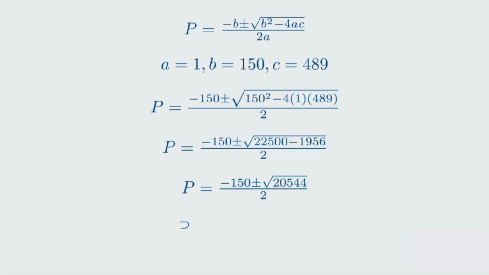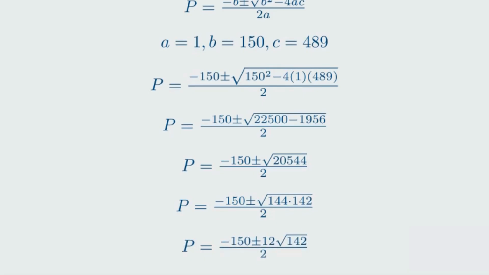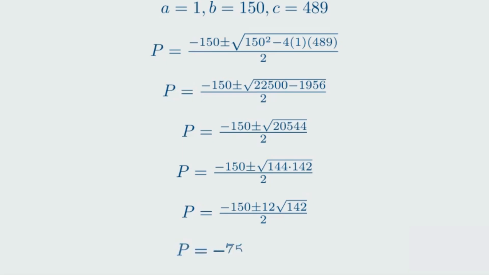20,544. To simplify this, we can factor out a perfect square. It turns out that 20,544 is 144 times 142. The square root of 144 is 12. So, our solutions for p are negative 150, plus or minus 12 times the square root of 142, all over 2. We can divide each term in the numerator by 2. This leaves us with p equals negative 75, plus or minus 6 times the square root of 142. We now have 2 possible values for p. We have successfully found the solutions for the transformed quadratic equation.